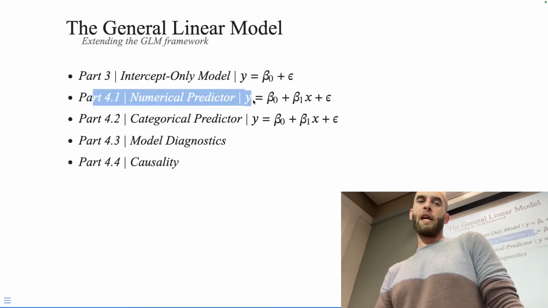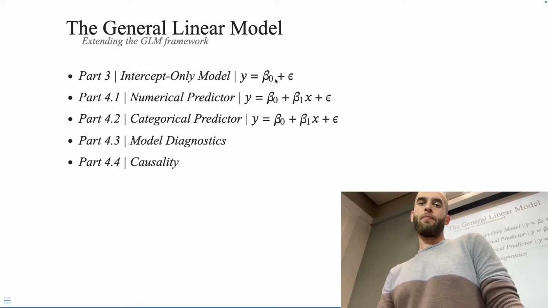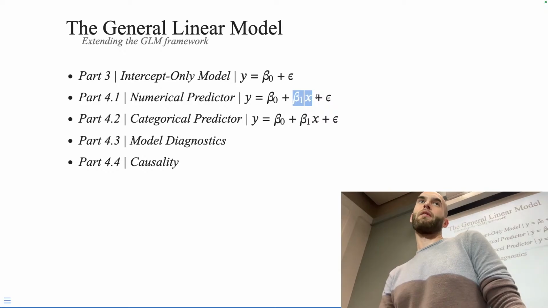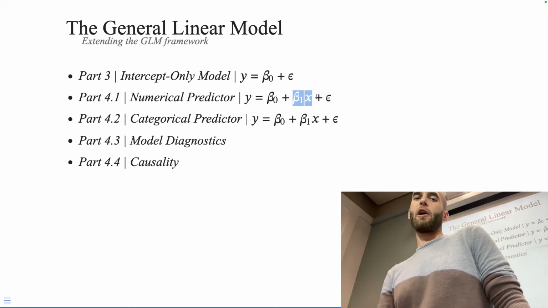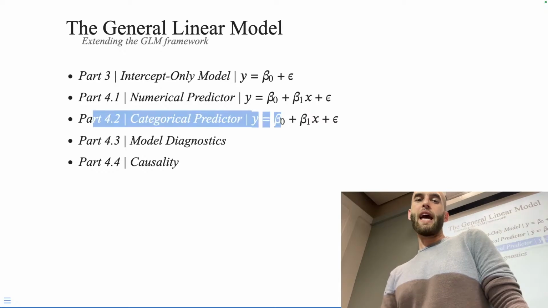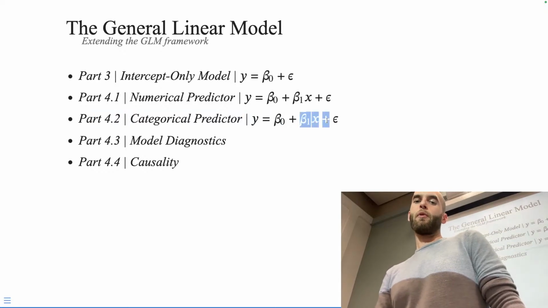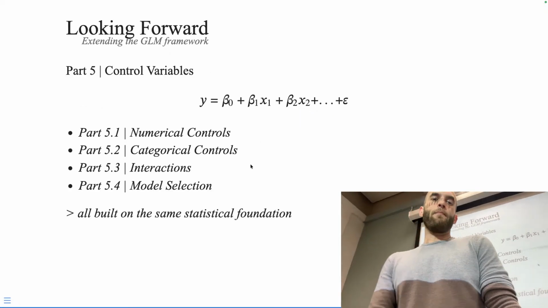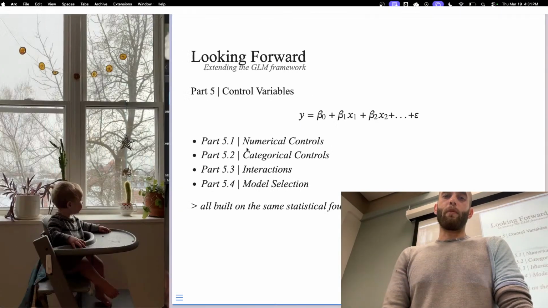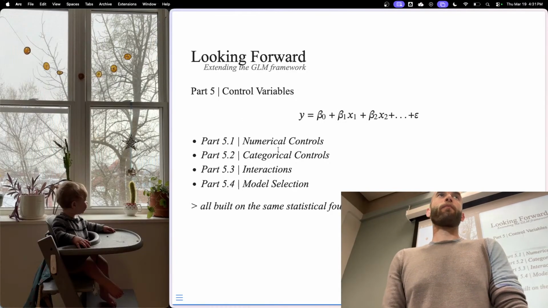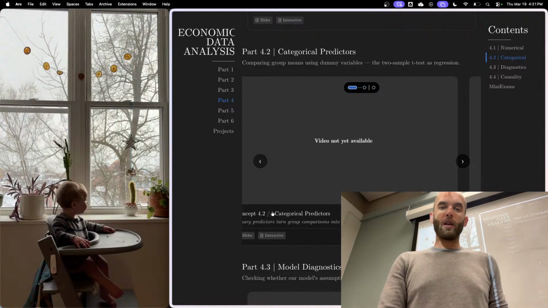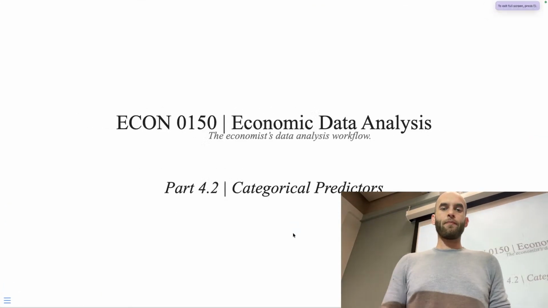We said we're introducing a numerical predictor in addition to the intercept-only model, where the only difference is that now we have a beta 1 times some predictor variable. We're just fitting using a predictor variable, which gives us a slope. What we're doing today is introducing a predictor variable that's now categorical. And then in part 5, we're going to introduce control variables, which I'm incredibly excited for. So that's our little speed run through what we did last class.